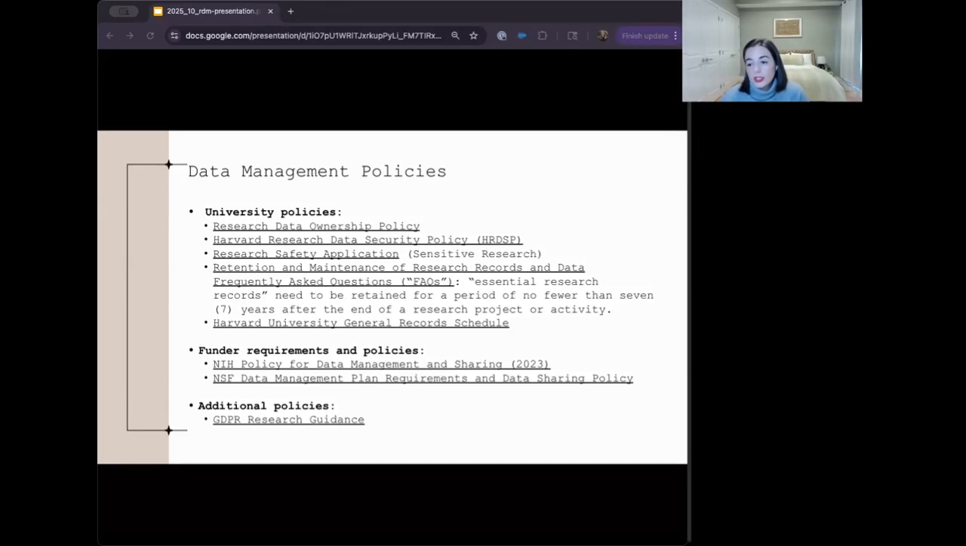We then have the data retention policy. This is a general institutional policy that stipulates that essential research records need to be retained for 7 years following the end of a research project. There are also several funder policies you should be aware of, especially if you have any grants with the NIH or NSF, as well as guidance from other entities like the GDPR or General Data Protection Regulation, which applies to projects that are in collaboration with groups in the European Union.